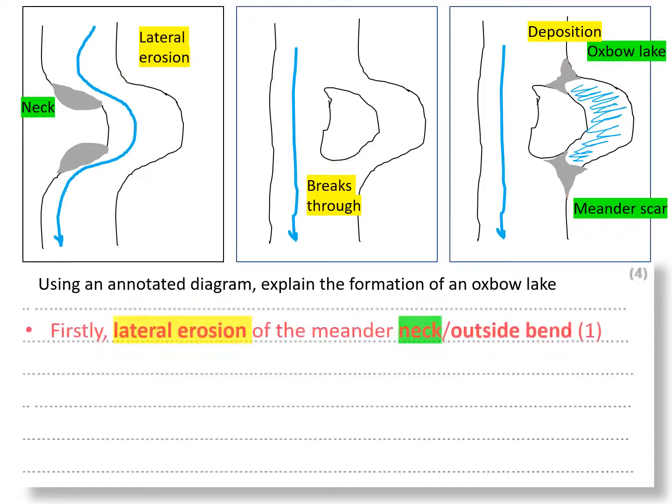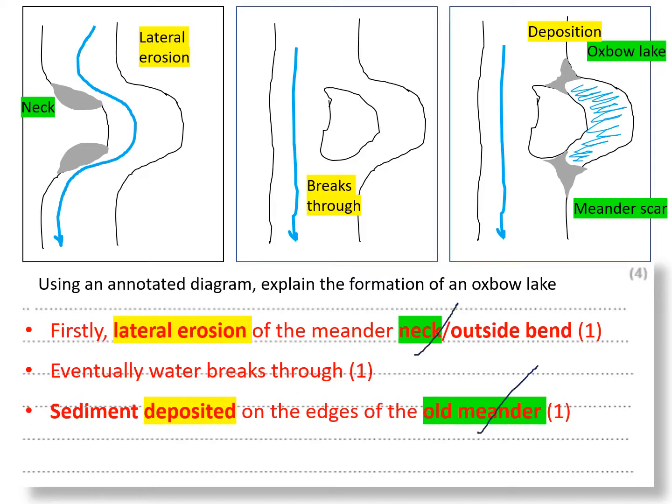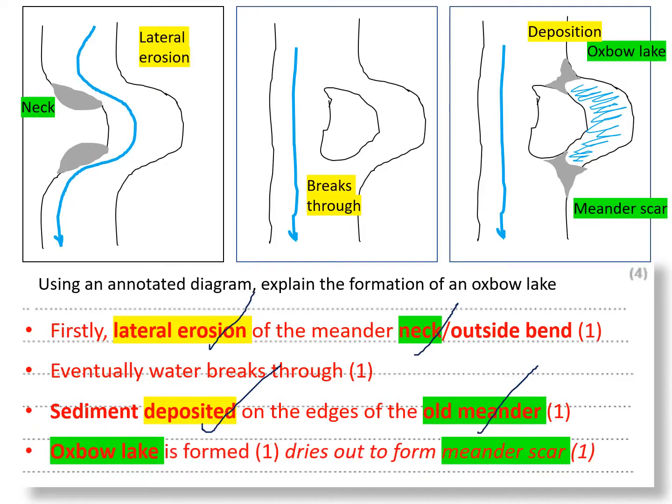Okay, answers. Firstly, lateral erosion of the meander neck. You could have said outside bend. Eventually the water breaks through. Then we get sediment deposited, or we get deposition on the edges of the old meander. So remember, again, we've got process, feature. Then finally, for the 4th mark, the Oxbow lake is formed. Feature. And you know, you could have included there that it dries out to form a meander scar. Give yourself a mark out of 4, green pen, whatever you didn't get right.